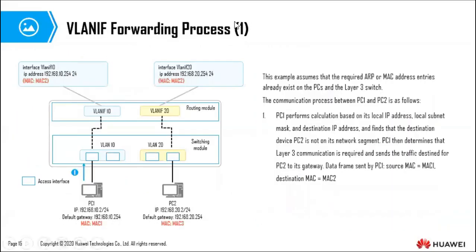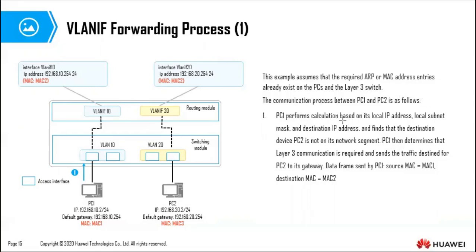So the VLANIF forwarding process, let's try and understand this. This example assumes that the required ARP or MAC address entries already exist on the PCs, so we are not going to do an ARP broadcast, and also the layer 3 switch. So the communication process between PC1 and PC2 is as follows.